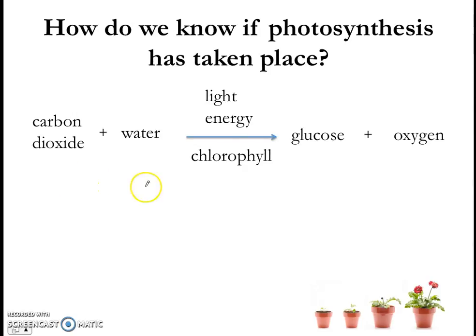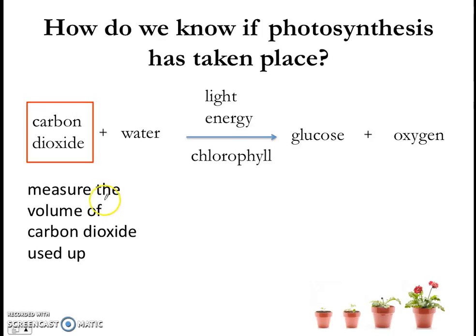Well, let's look at the word equation first, and we can get some ideas from there. The word equation tells us what is used up and what is produced during photosynthesis. So one of the ways that we can study photosynthesis might be to measure the volume of carbon dioxide being used up. Right, as carbon dioxide is used up, I know that photosynthesis is taking place.